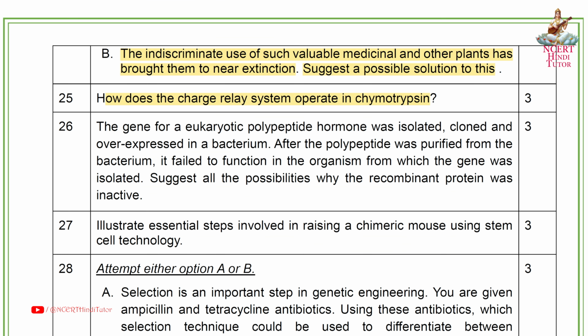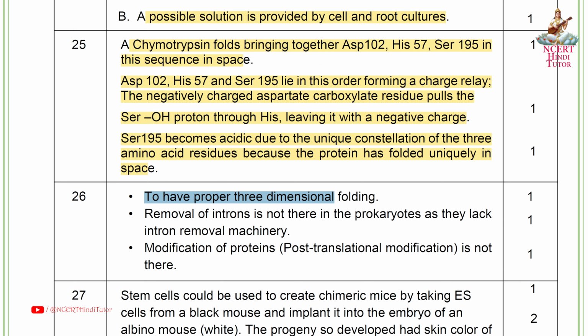Question 26. The gene for a eukaryotic polypeptide hormone was isolated, cloned and overexpressed in a bacterium. After the polypeptide was purified from the bacterium, it failed to function in the organism from which the gene was isolated. Suggest all the possibilities why the recombinant protein was inactive. Answer. To have proper three-dimensional folding, removal of introns is needed, which is not there in the prokaryotes as they lack intron removal machinery. Modification of proteins, that is post-translational modification, is also not there.